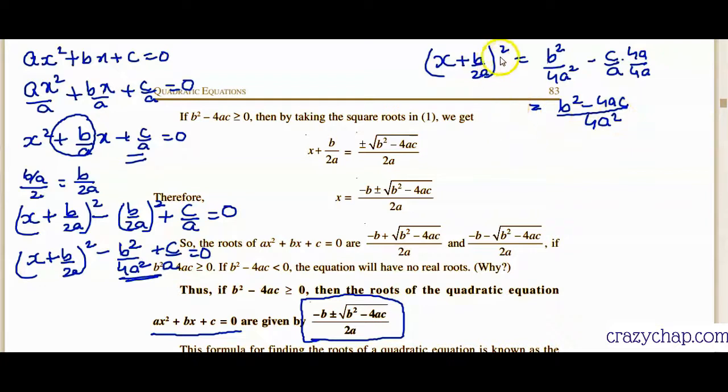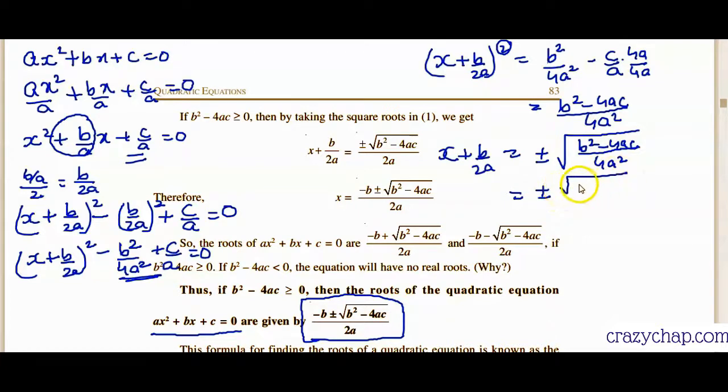Good. Now this square thing we'll bring to the other side. So we get x plus b over 2a equal to plus minus square root of b square minus 4ac all over 4a square. Good. Now inside the square root, the numerator part would be in the square root, not a problem, b square minus 4ac divided by, for the denominator it is actually square root of 4a square, so it will become 2a, right?